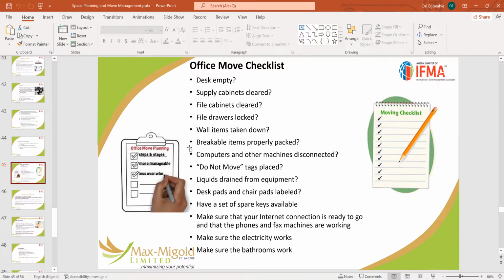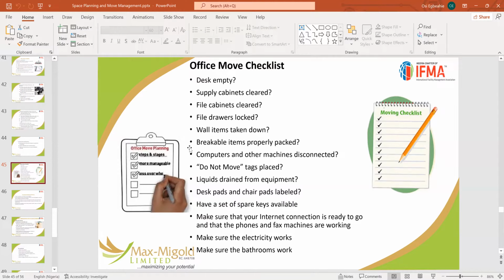This is a typical checklist that you should have or prepare. It's just a minimum. You can make it as extensive as possible depending on the kind of office you are working in. One, you say, okay, desks empty, you go and check all the desks. Once you are sure that all the desks are empty, you tick. Supply cabinets cleared, you check all the cabinets to ensure that they are cleared. Once they are cleared, you tick. Filing cabinets, once you check all the filing cabinets and they are cleared, you tick.